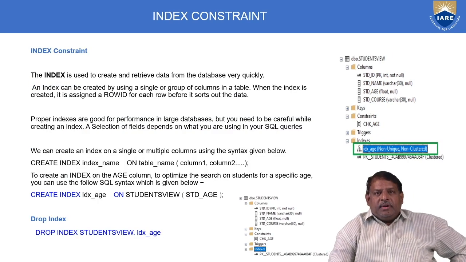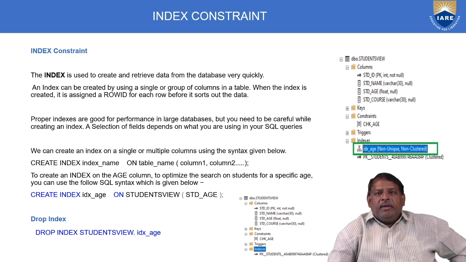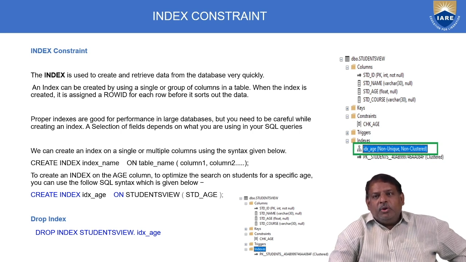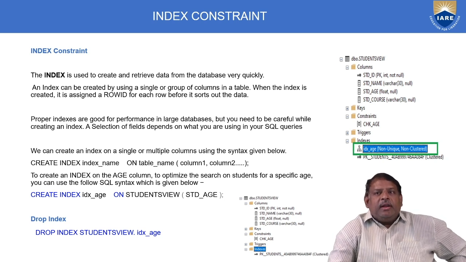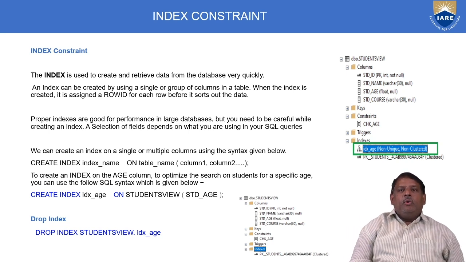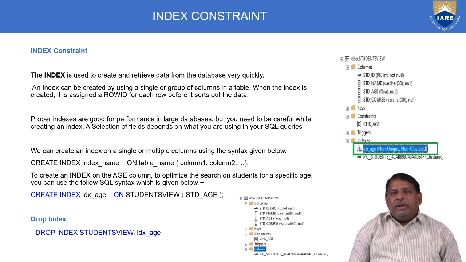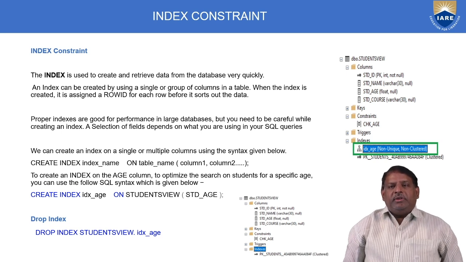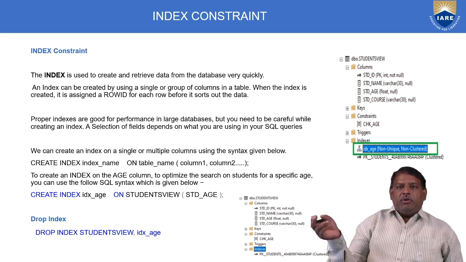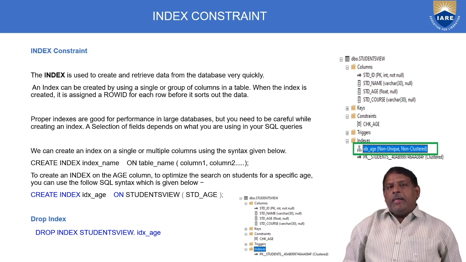The index constraint. Whenever you create an index, it is nothing but a mechanism in SQL Server to give the data faster. The index is used to create and retrieve data from the database very quickly. The index can be created on a single column or a group of columns in a table. When the index is created, it is assigned a row ID for each row before it sorts the data. So whenever you want to fetch the data, immediately it goes to a particular row and gives the value back.